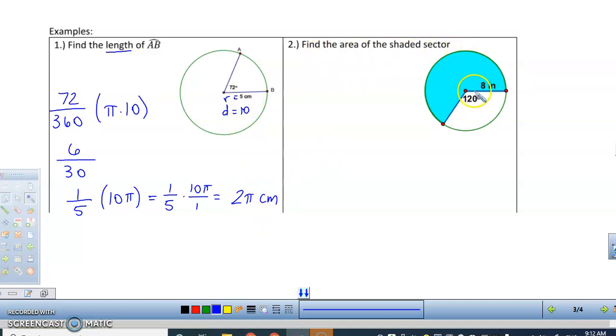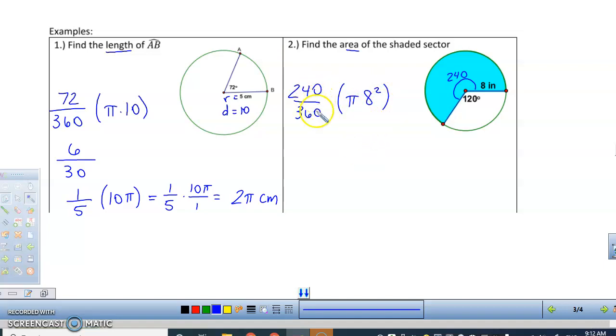Find the area of the shaded sector here. Okay, so we need this. We need the shaded central angle. So if I know this is 120, then the shaded central angle should be 360 minus the 120, or in other words, 240. So the 240 is what you want to use. 240 out of 360, and we're doing an area. So we're going to do a fraction of the area. Well, we know area is pi r squared.